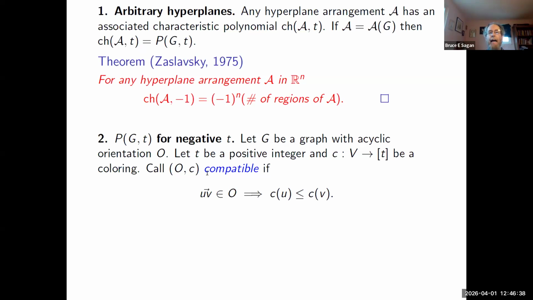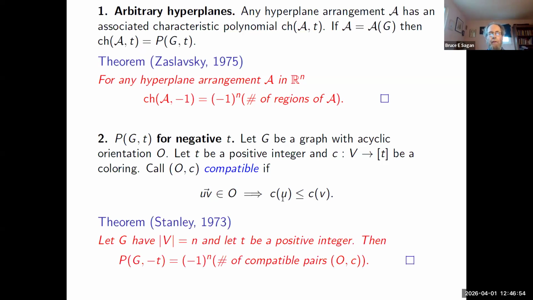if, whenever I have an arc from u to v in the orientation, it points from the vertex of smaller color to the vertex of larger color. So this is like some sort of gradient function on the coloring. So Stanley's full theorem is, if I've got a graph with n vertices and t is a positive integer, then if I plug in minus t, I in fact get the number of compatible pairs up to sign. And you can get the original theorem from this by easy manipulation, which I can talk about more during the question and answer period if you wish.